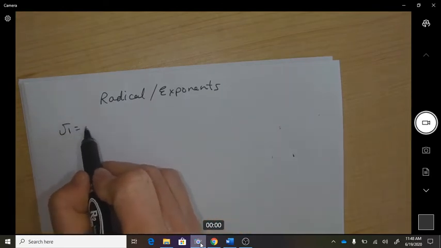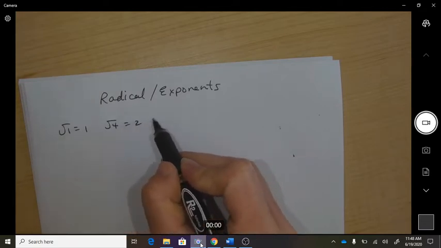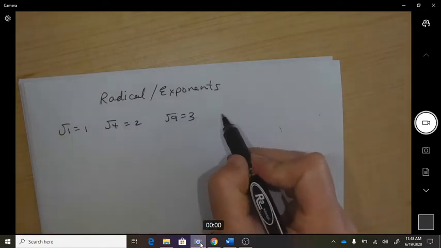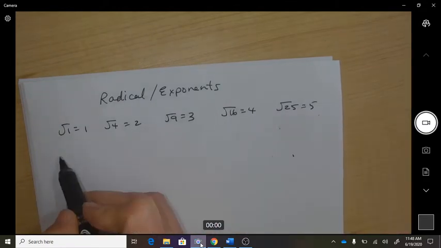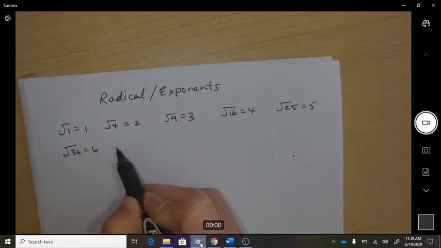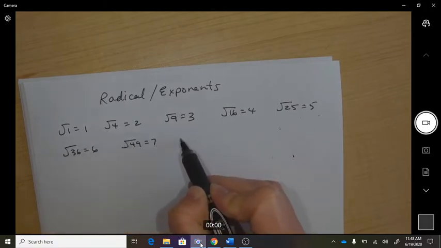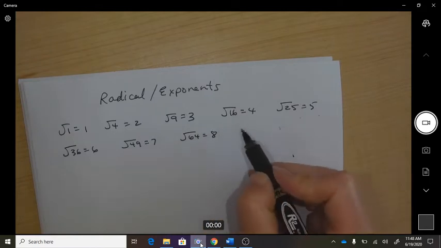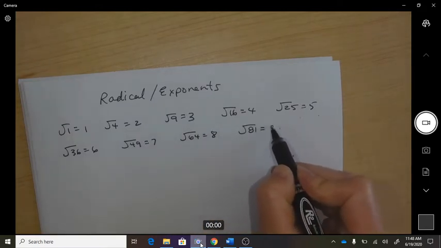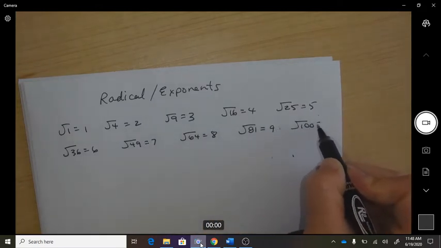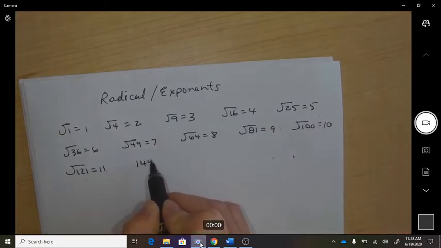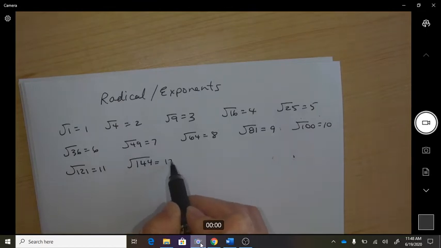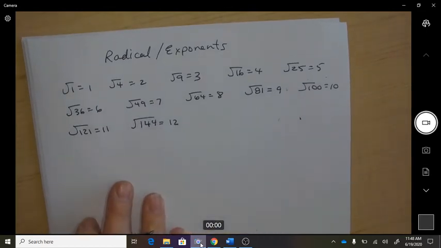So square root of 1, square root of 4, square root of 9, square root of 16, 25 is the next one, 36, 49, 64, 81, 100, 121, and 144. Okay, those are some things that you probably want to have pretty memorized in the back of your head.